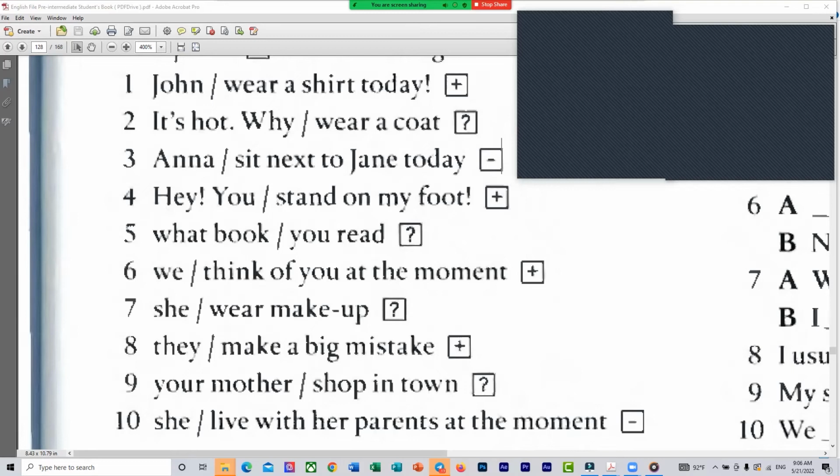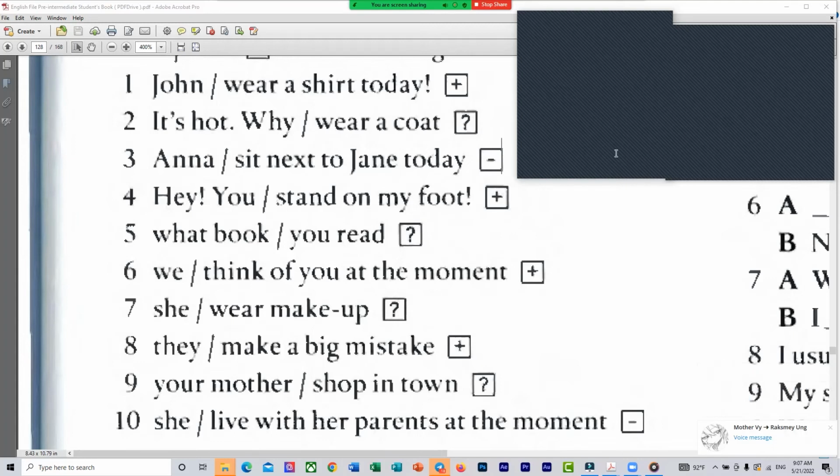Number 3, Anna isn't sit next to Jen today. Okay, sit or sitting? Sit, teacher. No, present continuous, we use with the ing form. So sit plus ing, sitting. And I is a vowel and T a consonant, so we double one more consonant T. So the form is isn't sitting. Okay, got it.